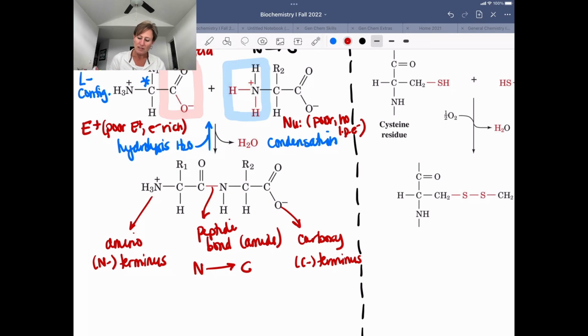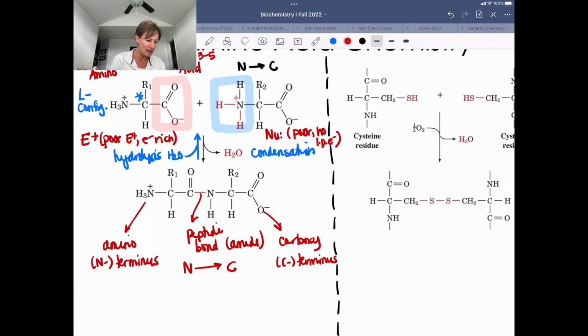Okay, so what we've made here by condensing two amino acids is a dipeptide. If we had three amino acids that we connected together, it would be a tripeptide. Okay, and we'll notice here are the two side chains that we'd have.